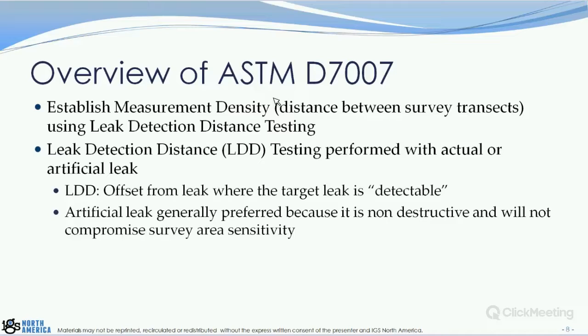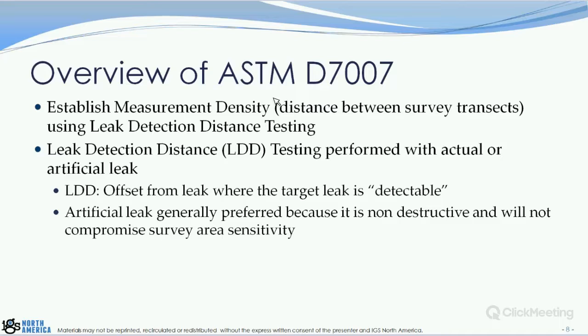It uses something called leak detection distance testing, and it has you walk a straight line past the leak at a certain offset, and you have to determine what offset will allow you to see where that leak is, or deem it detectable. For example, if you walk by the leak with a 20-foot offset, you may not see it. You walk past with a 10-foot offset, you'll see it a little bit better. If you walk with a 0 offset, you're walking right over the leak, and it's most detectable at that point.